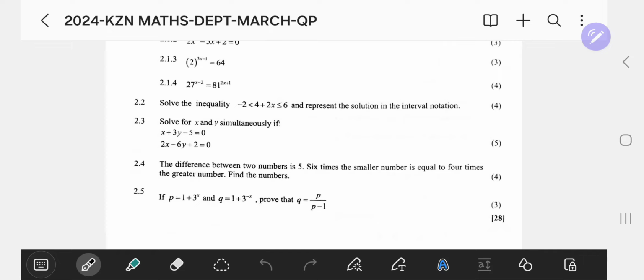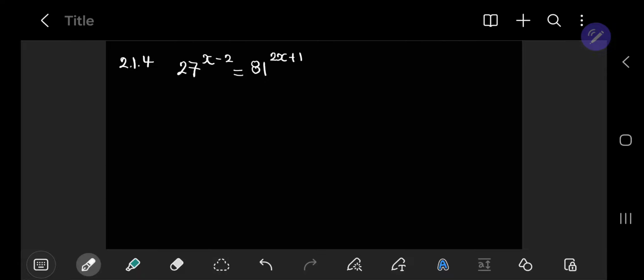Now we have 2.1.4. We've got 27 to the power x minus 2 is equal to 81 to the power 2x plus 1. First step, get the bases as products of prime numbers. Okay, so here's what was given to us. And we know that as a product of prime numbers, 27 is 3 cubed, and 81 is 3 to the power 4. But how do we know this for sure? Let's say that you are not sure what to do, or you feel like playing around with this on your calculator is going to take too long.